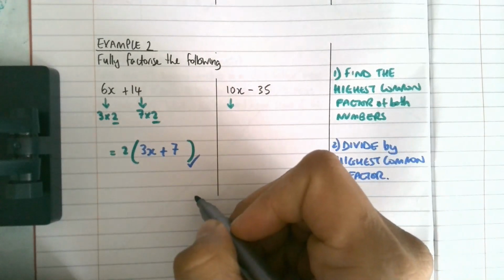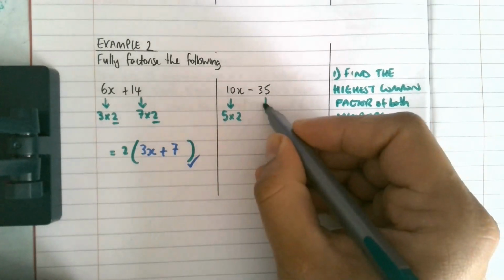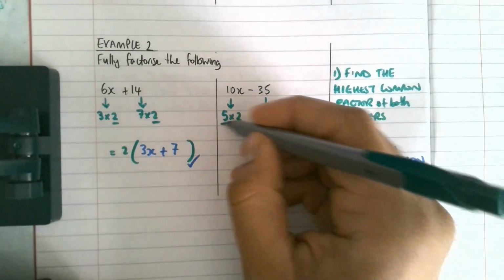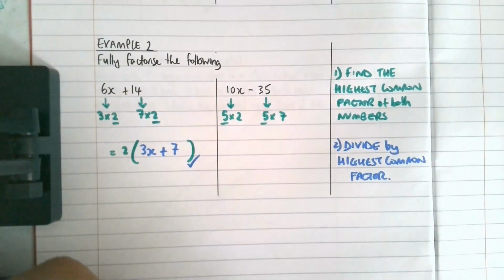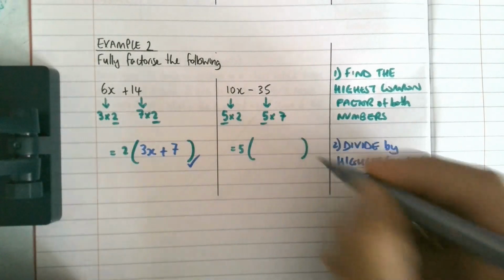Okay. For the second one, the highest common factor between 10 and 35 is going to be 5, because 5 times 2 is 10 and 5 times 7 is 35. We've identified the highest common factor, so that can be written on the outside of the brackets. And then we've got to fill in the brackets.